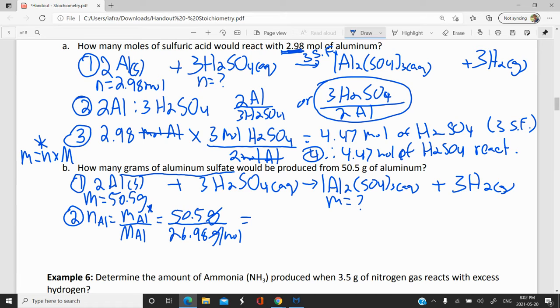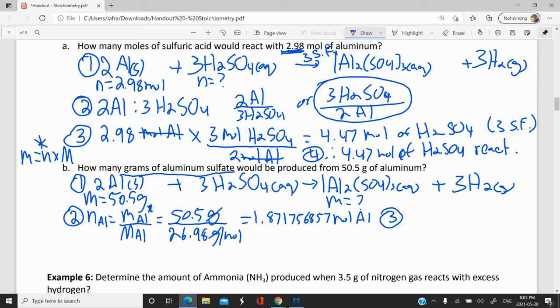And so we get 50.5 divided by 26.98. I'm going to keep more decimal places than I need because I just don't want to be too far off from the actual answer. So 1.8717568557 moles of Al.